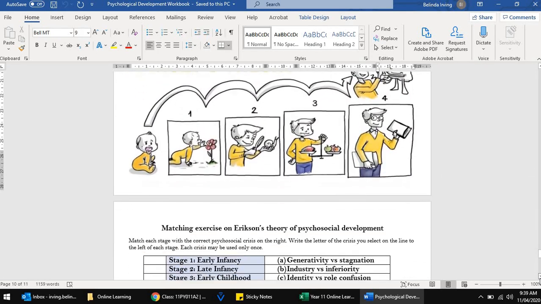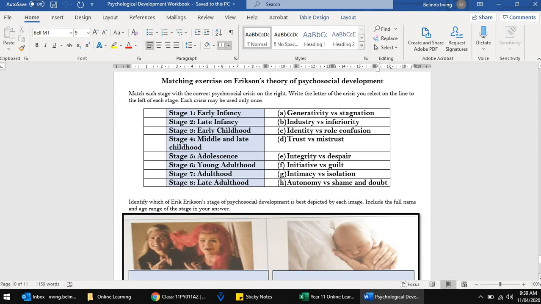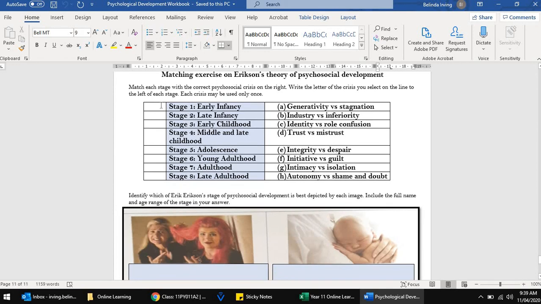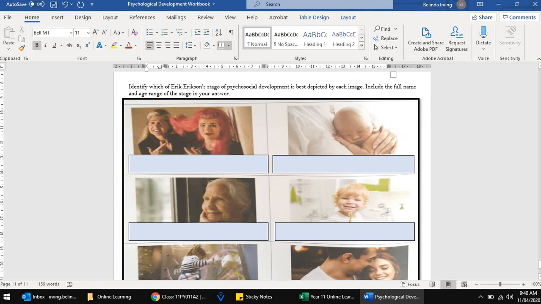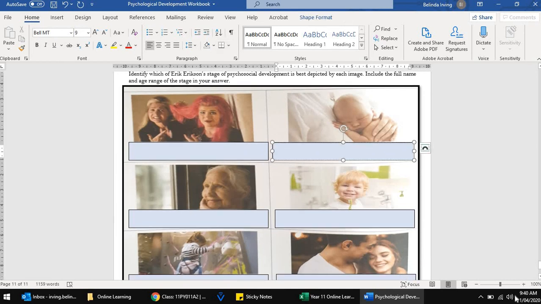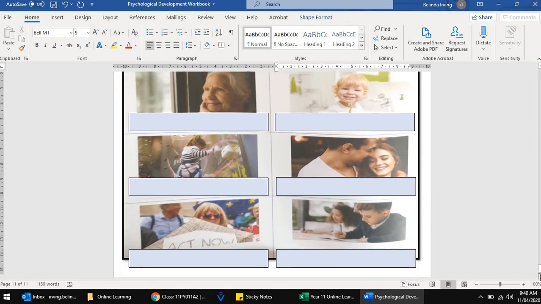And then last one here, actually it's two last ones. Erikson is just a matching exercise. So early infancy of Erikson's theory. I'll give you a hint. It's this one here. So what you do is you just put in D, right? So you just have to write the letters, nice and easy. And then this one here, you look at the pictures and take a guess as to what the full name and age range of the stage is in that particular one. So you just do it in the blue boxes underneath. Then you have, nope, that's it.